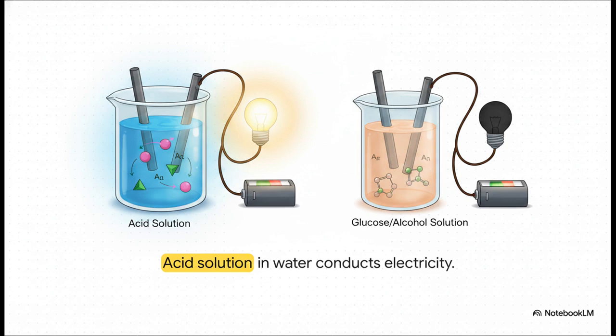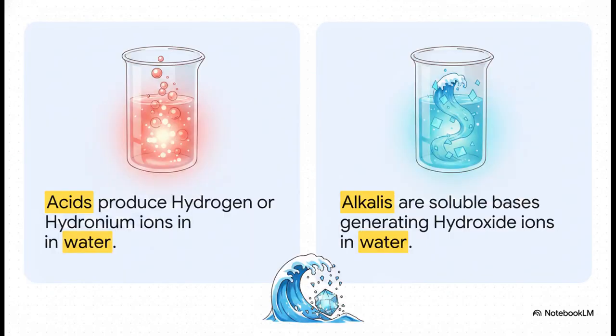Why? Because the water lets the acid dissociate into ions, cations and anions, which carry the electric current. If you swapped out that acid for, say, a glucose or alcohol solution, the bulb goes totally dark. Even though they have hydrogen in them, they just don't dissociate into ions in water. So to wrap up the power of ions, let's cement these 2 definitions.